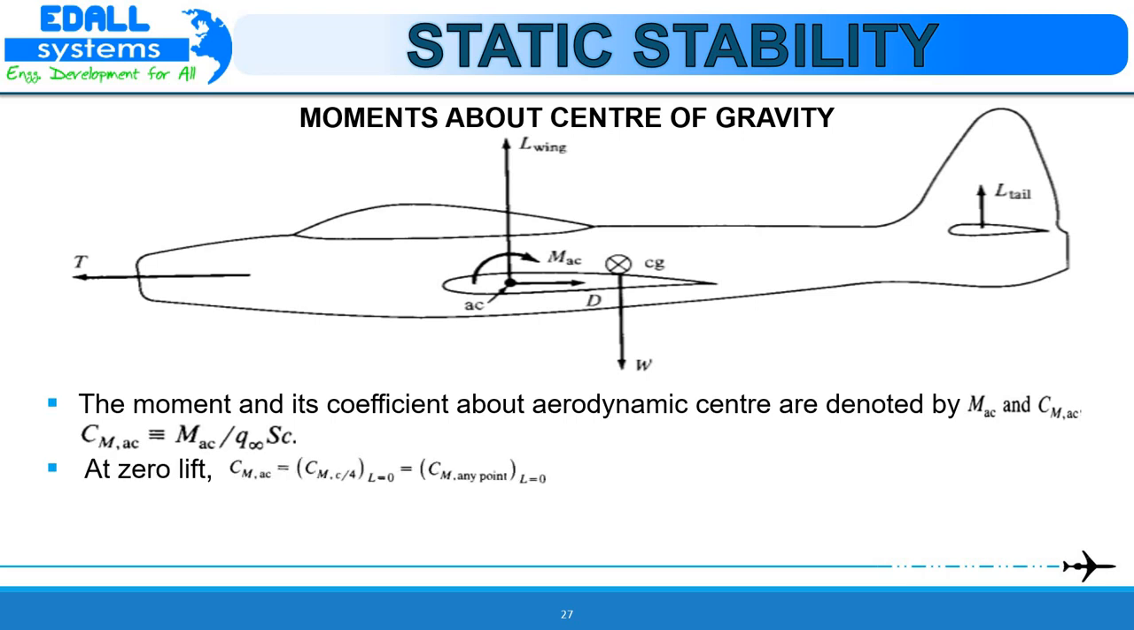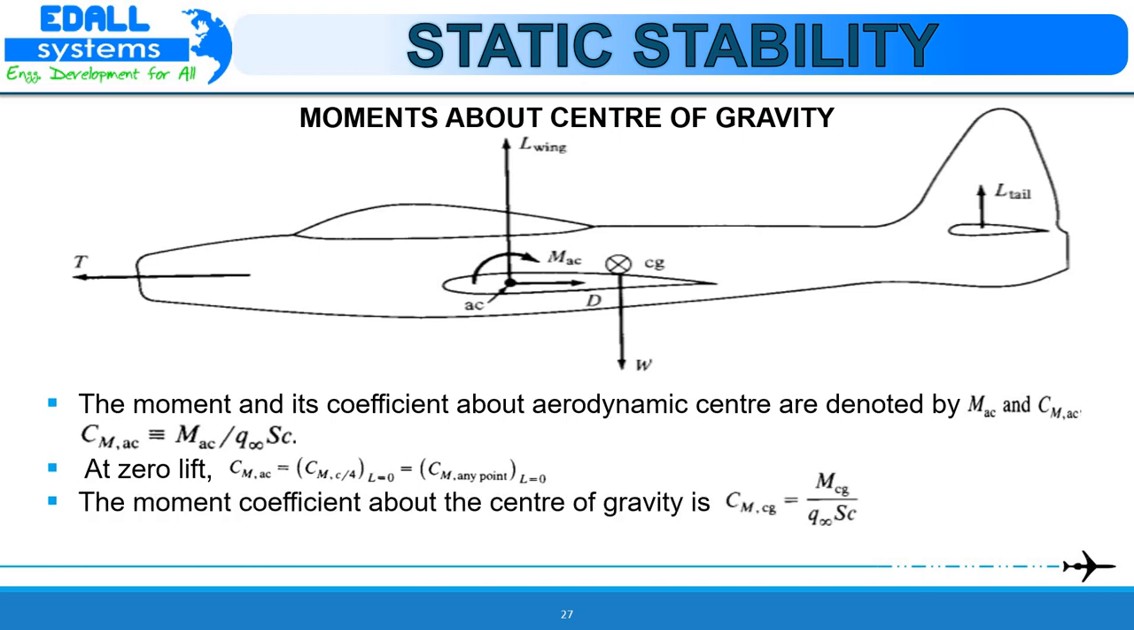At zero lift, the coefficient of moment at the aerodynamic center becomes the coefficient of moment at the 1/4 chord when lift is equal to 0. This says that the value of the coefficient of moment at the aerodynamic center can be obtained from the value of the moment coefficient about any point when the wing is at the zero lift angle of attack. For this reason, moment at the aerodynamic center is sometimes called the zero lift moment.